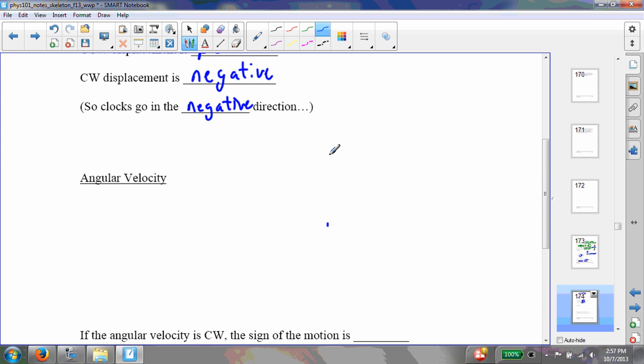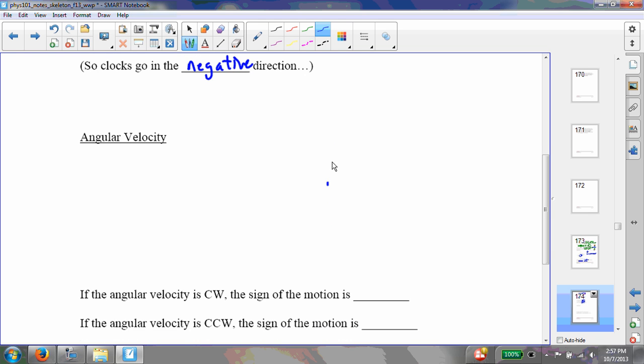And now our angular velocity. Angular velocity we're going to call omega. This is the Greek letter omega, lowercase. It looks like a W, but it's not. It's an omega. And our angular velocity we can describe in a couple of different ways.